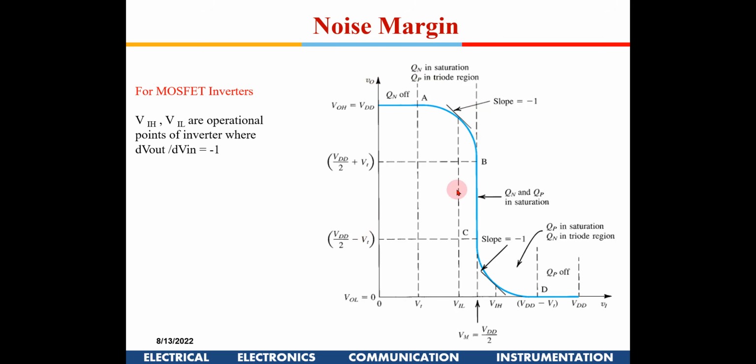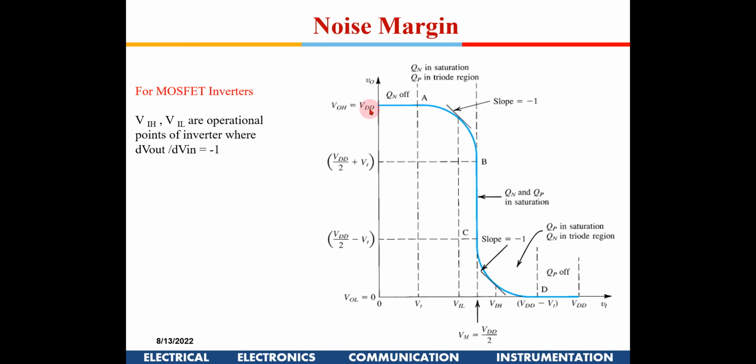Which is known as the noise margin. This is known as the VTC curve. On the x-axis you have the input voltage, and on the y-axis you have the output voltage. Initially when the input is 0, the output is, in this case, shown as VDD, because it is a CMOS. But not necessarily, it need not be VDD, it can be less than that also. That would be known as VOH.